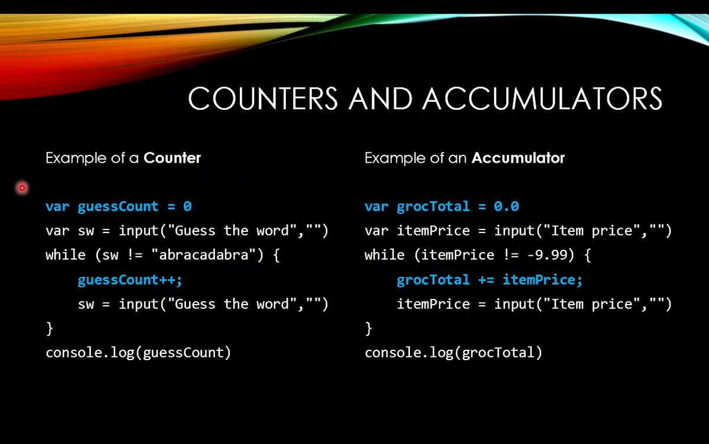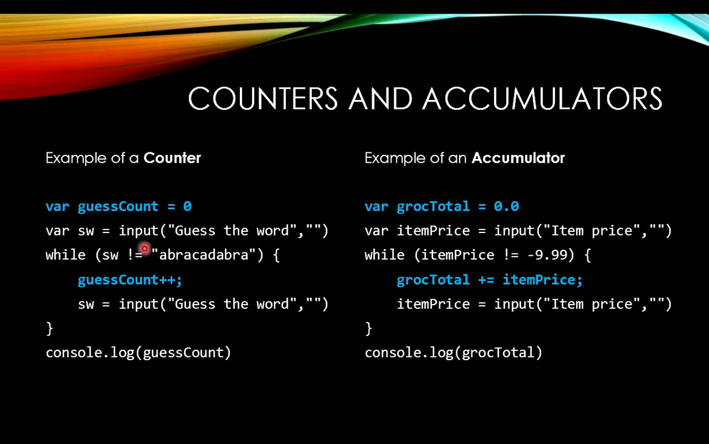Here's an example of a counter. In this case, I ask the user to guess the word, and I don't tell them what it is. In this case, it's kind of boring because the word is always abracadabra, but that's okay for the moment. So you ask them to guess the word, but you set up this guess count at the beginning before the loop, and you set it to 0. You need to set it up before the loop because we need it to be available after the loop and have the right count. So typically, outside the loop, set up the counter, set it to 0.